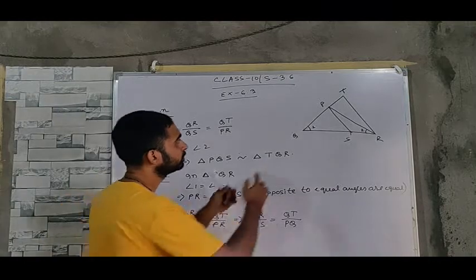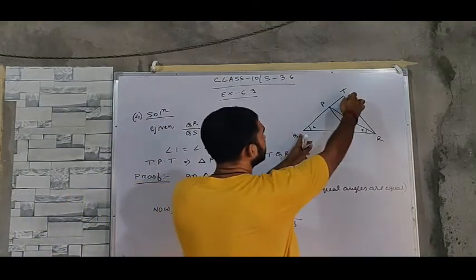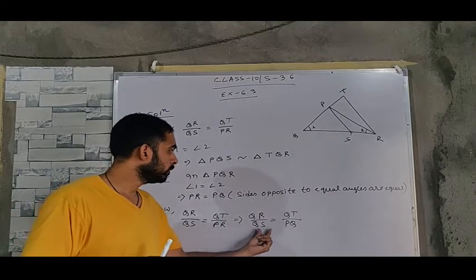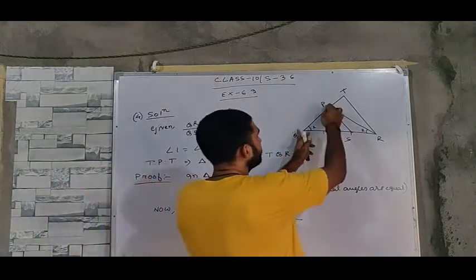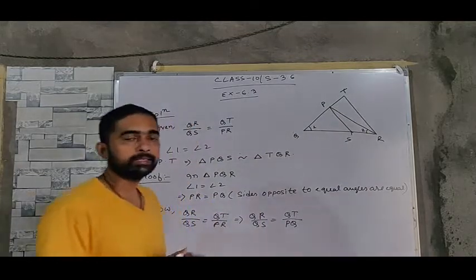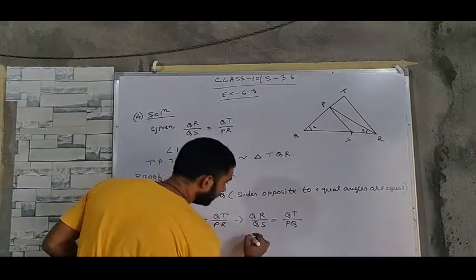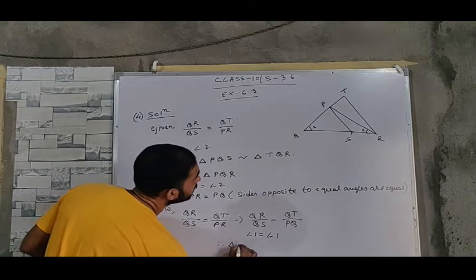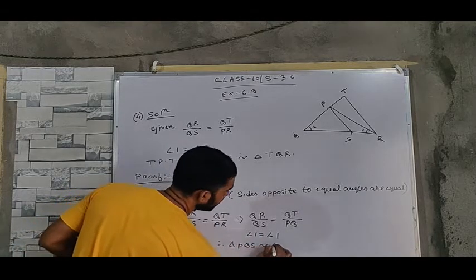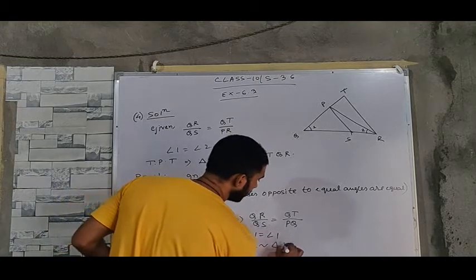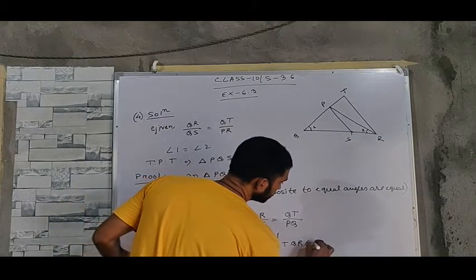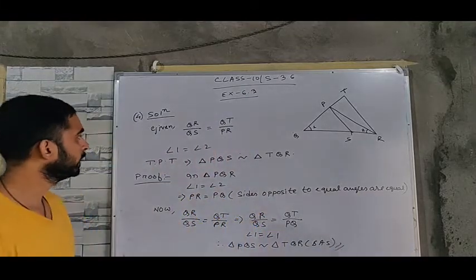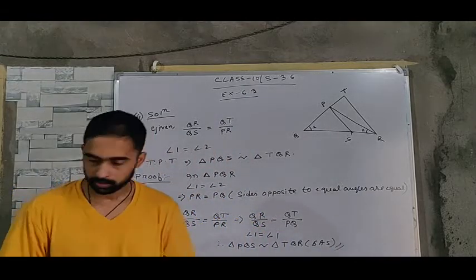Now see, what is the angle between QR and QT? The angle between them is 1. Similarly, the angle between QS and PQ is also angle 1. So angle 1 is common. Angle 1 equal to angle 1. So triangle PQS is similar to triangle PQR by side, angle, side. Done. Understood? This is the solution.